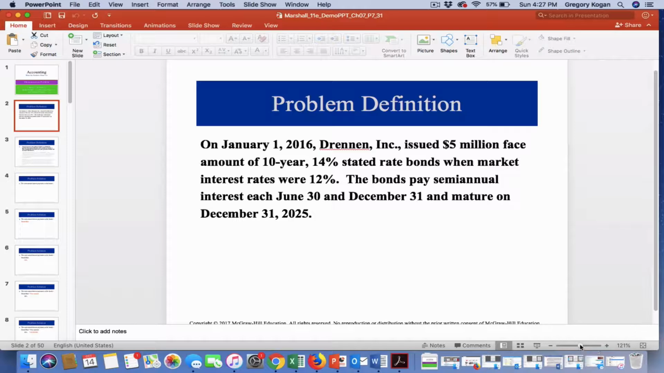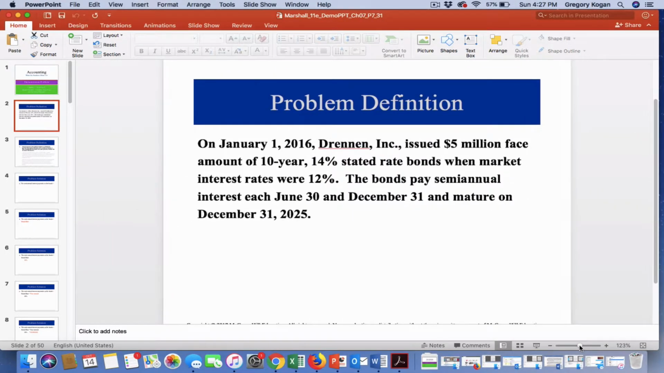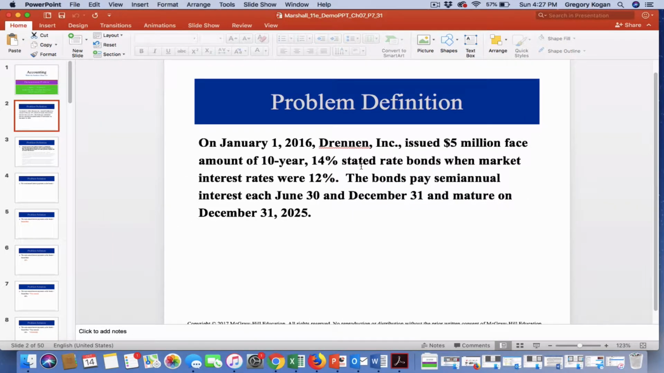And this is for January 1, Drennan Inc. issued a $5 million face amount of 10-year, 14% stated rate bonds when market interest rates were 12%. The bonds pay semi-annual interest each June 30th and December 31 and mature on December 31, 2025.